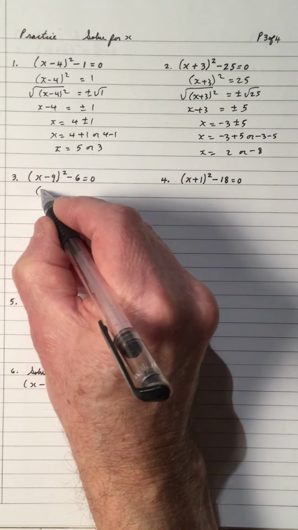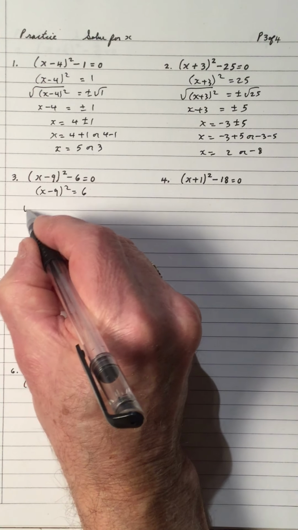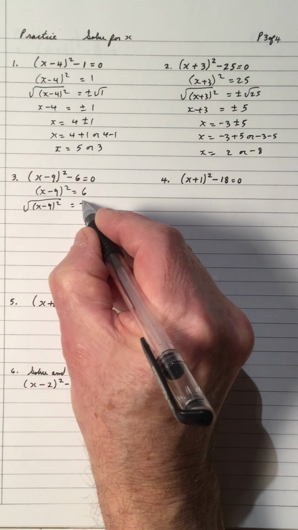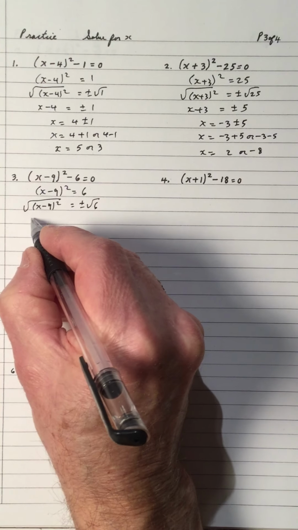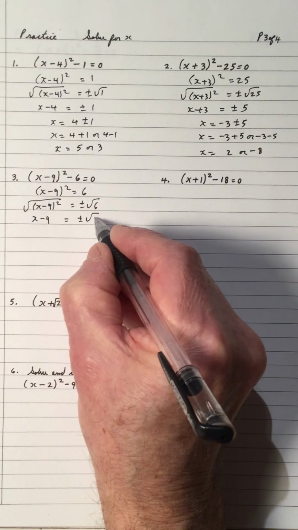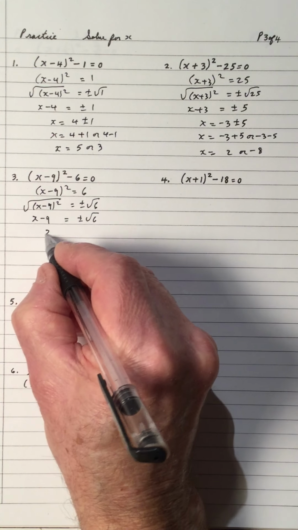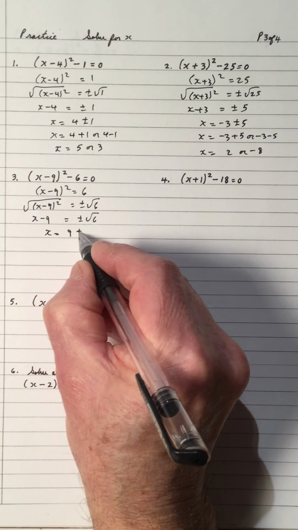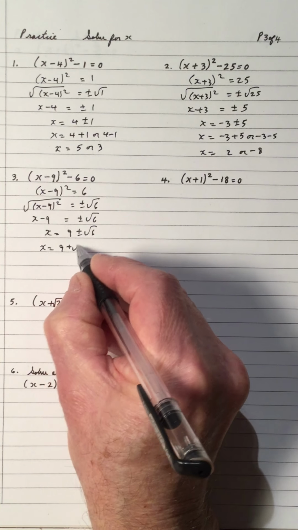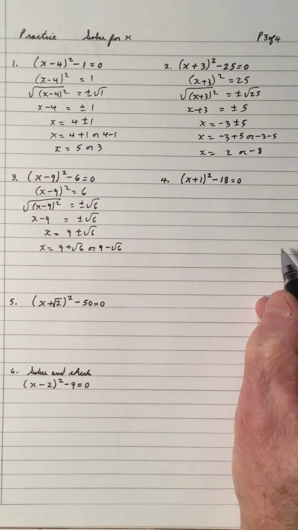And number 3, x minus 9 squared equals 6. The square root of x minus 9 squared equals plus or minus the root of 6. So x minus 9 equals plus or minus the root of 6. The root of 6 is 2 times 3, so it can't be simplified. So x equals 9 plus or minus the root of 6. So x is 9 plus root 6, or 9 minus root 6.